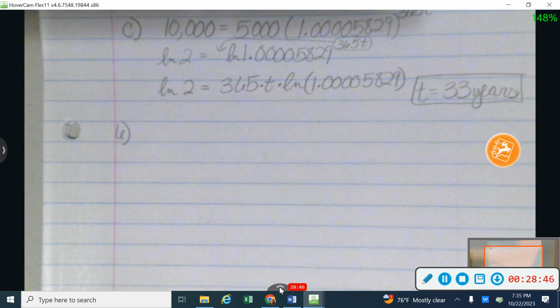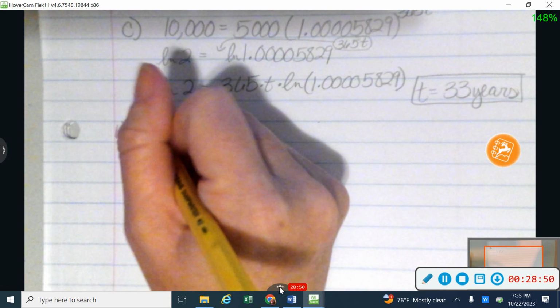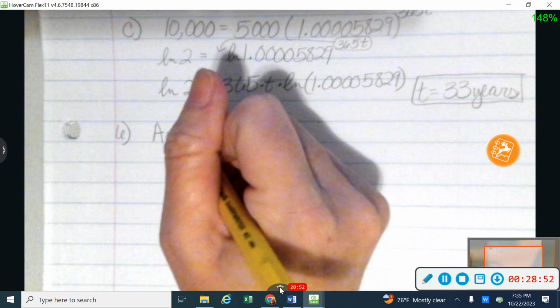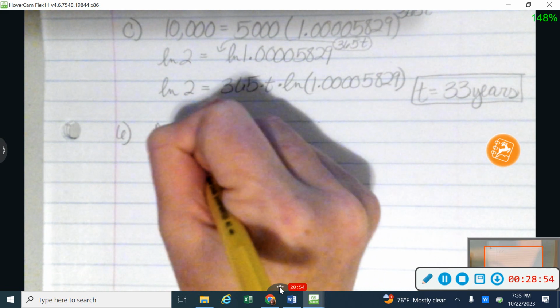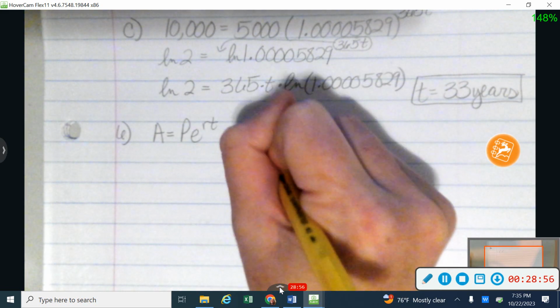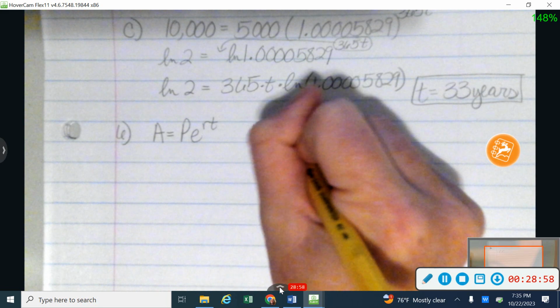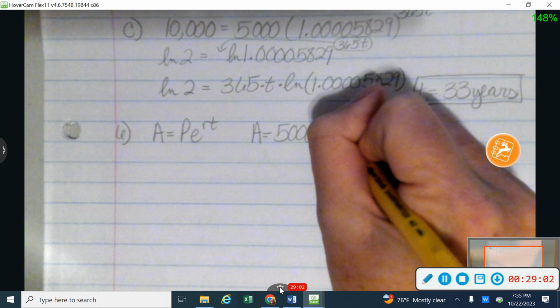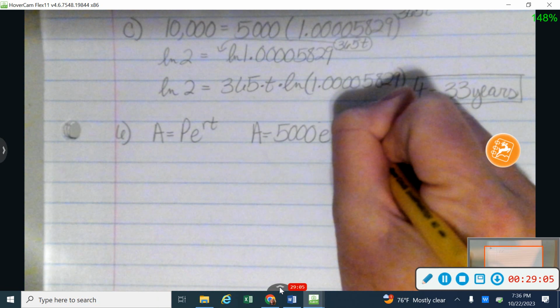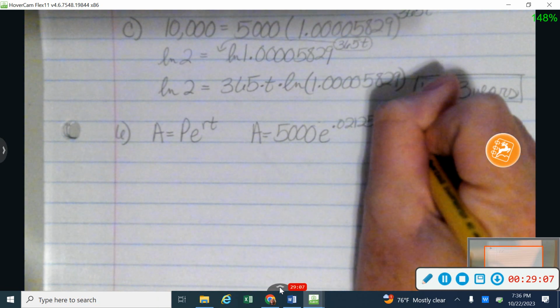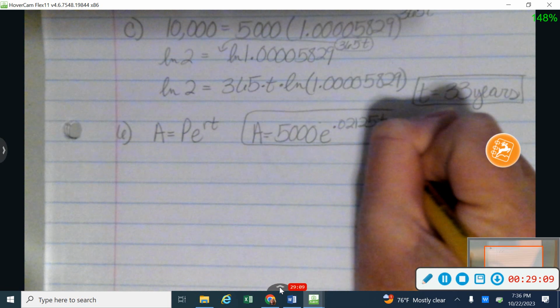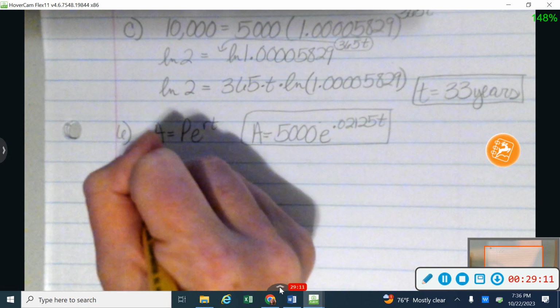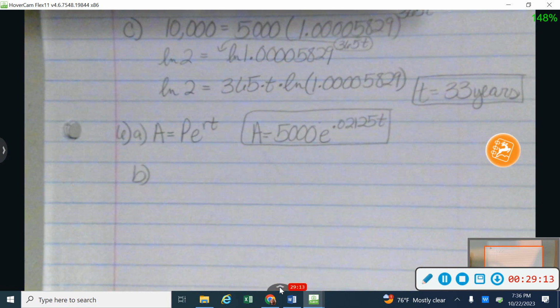All right, and number 6 is telling me exactly the same numbers, except this time we're compounding continuously. Compounding continuously makes me use Pert. So that's going to be A equals my principal amount, 5,000, e to the rate, r, 0.02125 times t power. So there's my formula that I'll use for A, B, and C on this one.